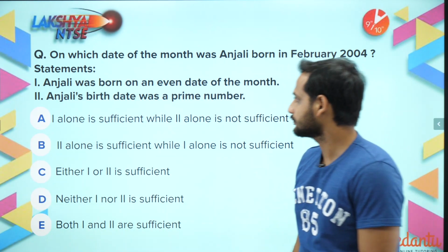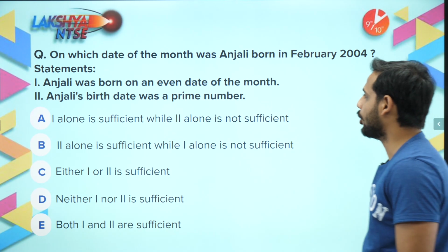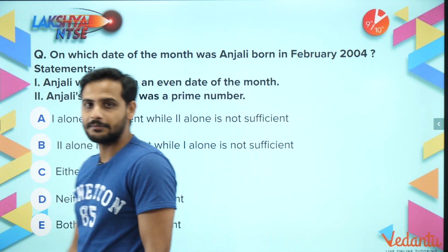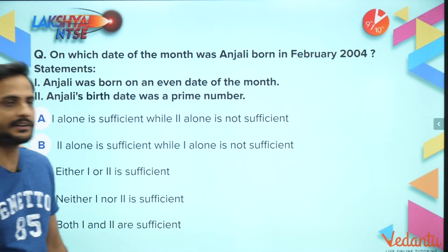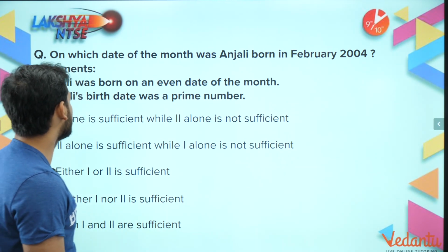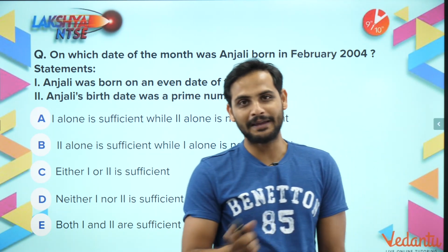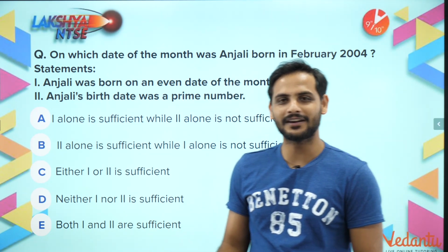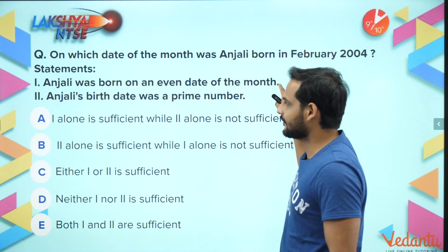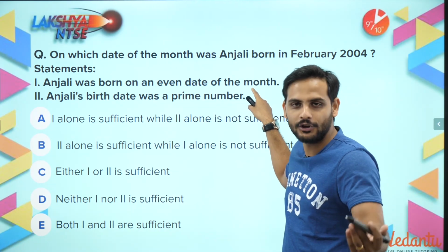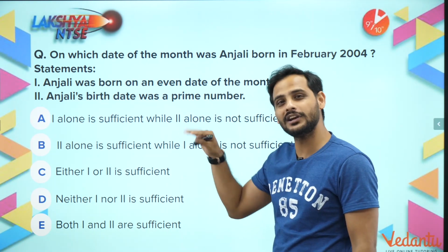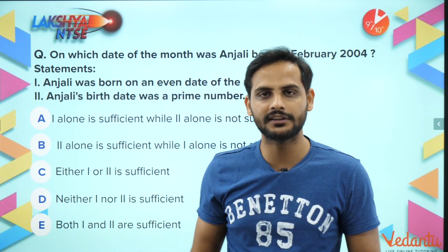Now statement 1, Anjali was born on an even date. That means 2, 4, 6, 8, 10, something like that. Second statement is Anjali's birth date was a prime number. And that too an even prime number. So the even prime number is only one, that is 2. 2 is the only even prime number. So if I have only the first information, can I get the answer? No. Many options. If I have only the second information, there are also many options. It can be 2, 3, 5, 7, 11, anything.